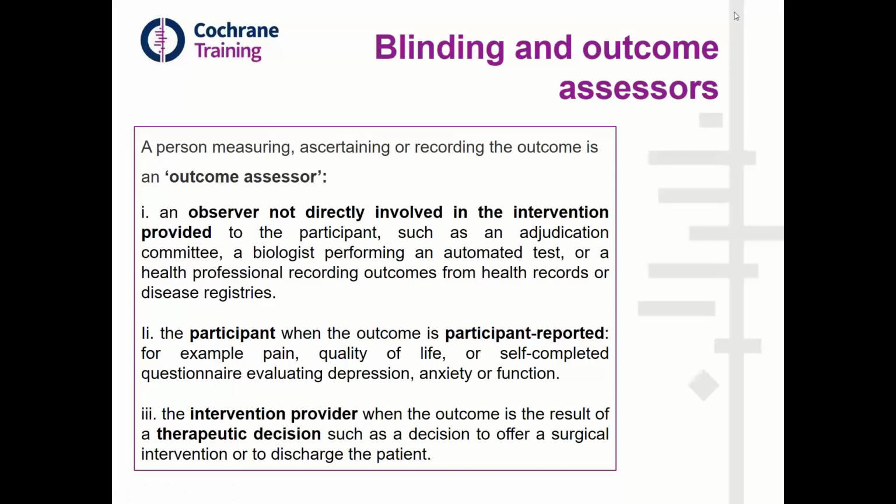So, it's important to reflect on the concept of outcome assessor. Obviously, most would think that an outcome assessor is an observer who is not directly involved in the intervention and who is assessing an event, for example, whether an arm is fractured or not. However, there are two different situations where the outcome assessor is not an observer.